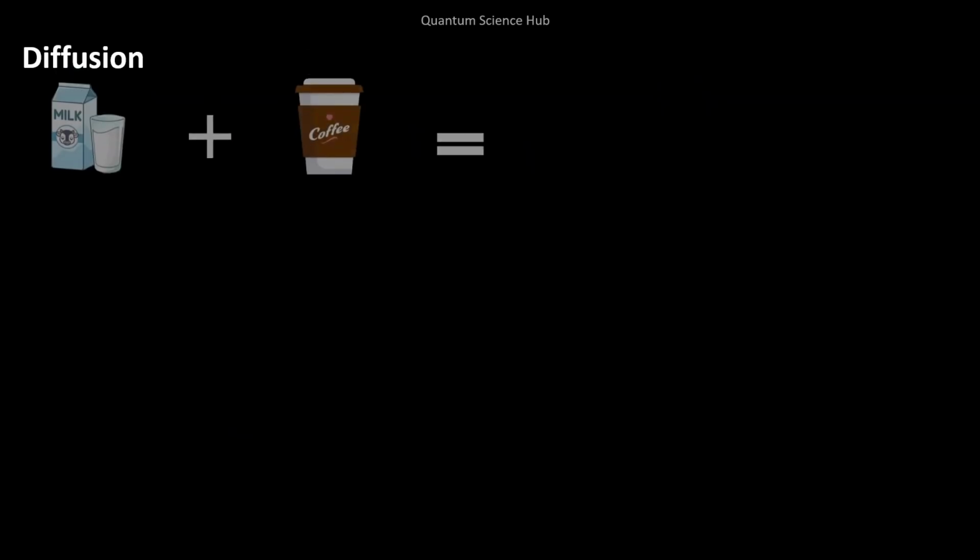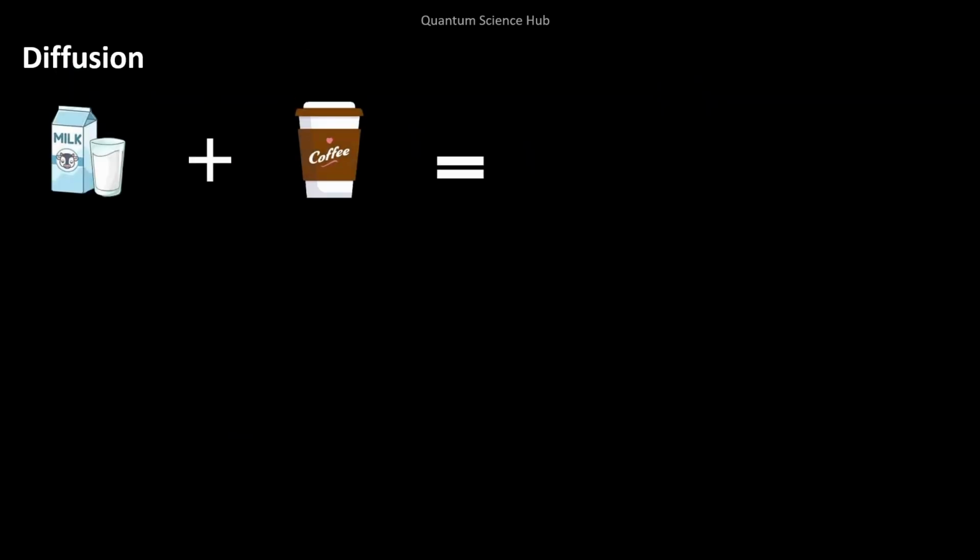Let's take a look at this example of diffusion. If you have milk and coffee, and you mix them together, what will it become? Yes, they will become coffee milk. The particles of milk and coffee mix together on their own until you get a delicious glass of coffee milk. That's diffusion between liquids. Easy, right?